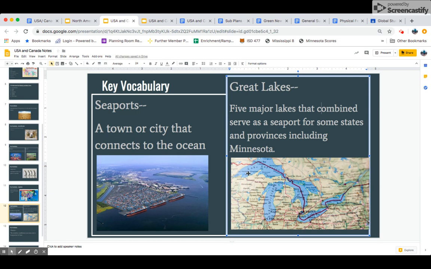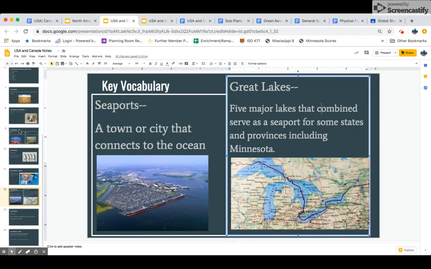So a ship that is in the harbor in Duluth over here can go through the Great Lakes, through the St. Lawrence Seaway, and can be considered a seaport because they have connection to the ocean. I'm sure many of you have been to Lake Superior before. I'm sure others have been to Lake Michigan, Lake Huron, Lake Ontario, or Lake Erie. So those are the Great Lakes.